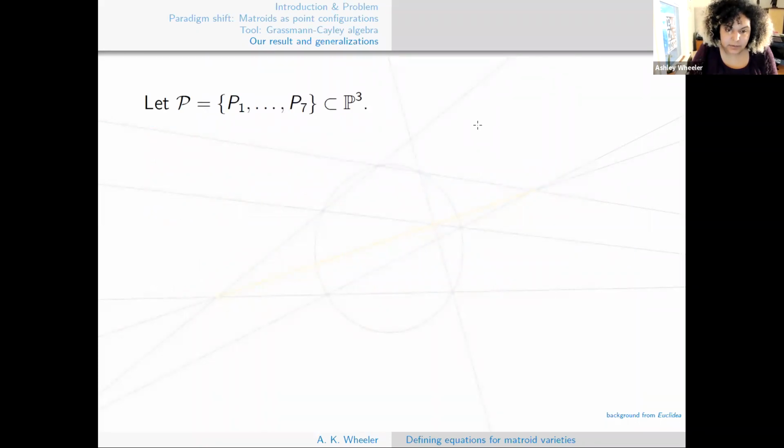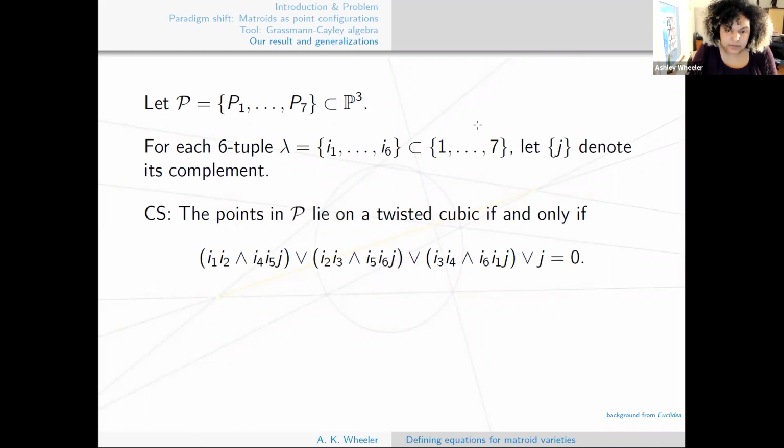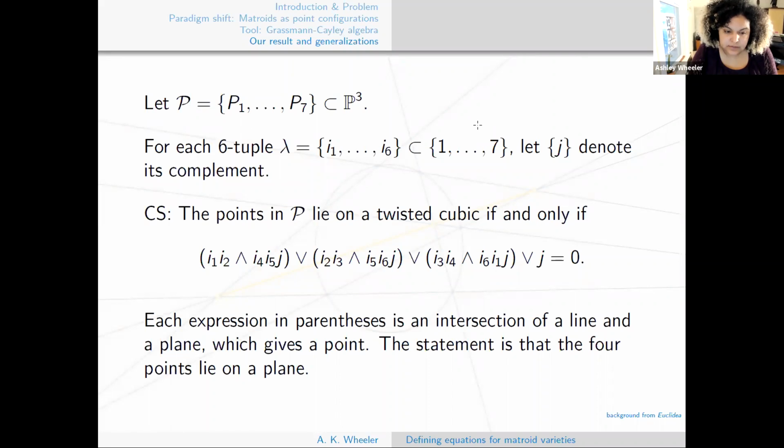So say you have 7 points in P^3, and for each 6-tuple in 1 through 7, let j denote the point that gets left out. Then what Caminata and Schaeffer say is that the points in P lie on a twisted cubic if and only if these Grassmann-Cayley equations are satisfied. Each of the expressions in parentheses refers to the intersection of a line with a plane, and so it gives a point. So we have a point, meet a point, meet a point, meet a point equals 0. This is saying that these 4 points are coplanar.